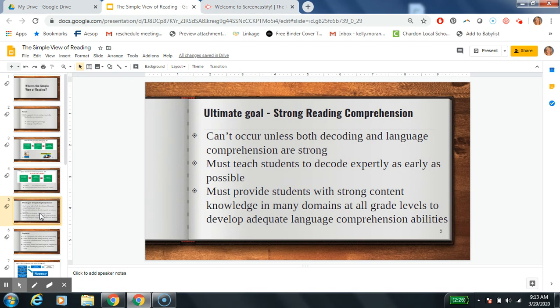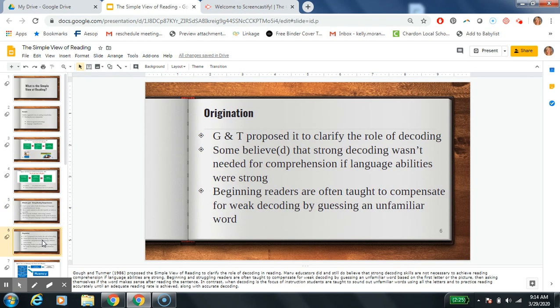We must provide students with strong content knowledge as well, in as many domains as possible at all grade levels, to develop that adequate language comprehension piece. So that's why we need to focus so strongly on decoding and phonics, whereas at the same time as students are building that part of the equation, we need to be providing them with experiences that will help them develop their content knowledge in different domains so that they can piece the two elements together and end up as successful comprehenders.